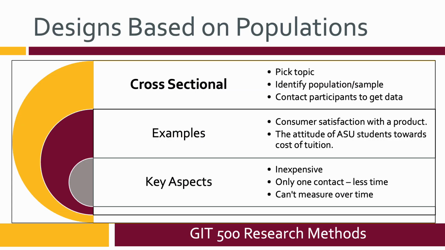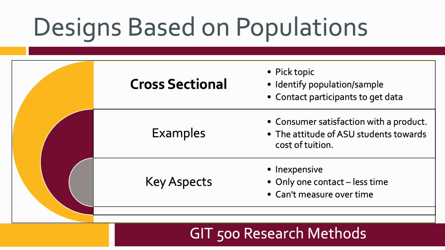With a cross-sectional, this is where you pick a topic, you identify your population, and if you're using a sample, we'll talk more about that later, and then contact those participants to get data. Examples of this are if you want to find out consumer satisfaction with a product, or maybe the attitude of ASU students towards the cost of tuition. This is only done at one time. It's cross-sectional. You hit it once, at one point in time.